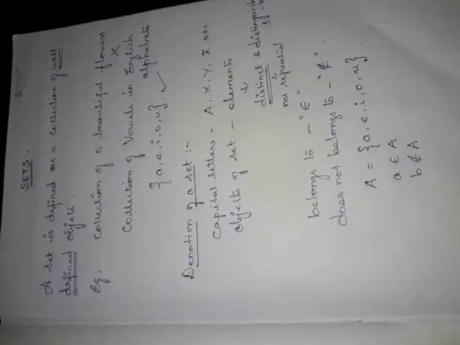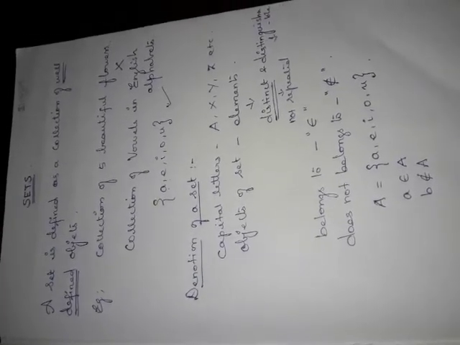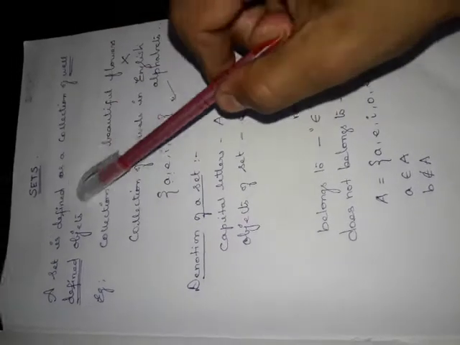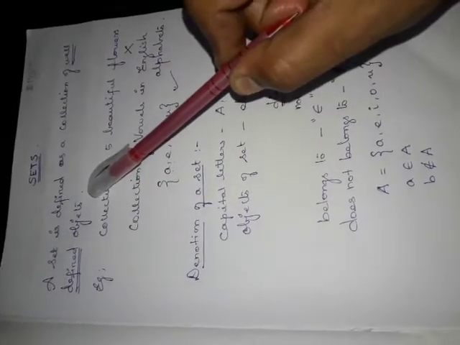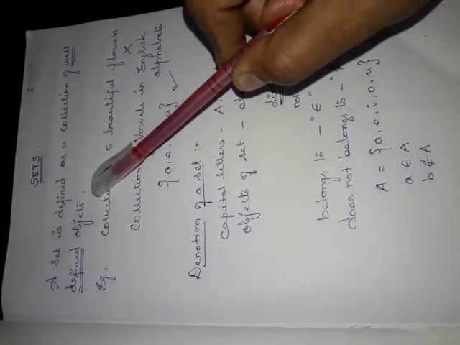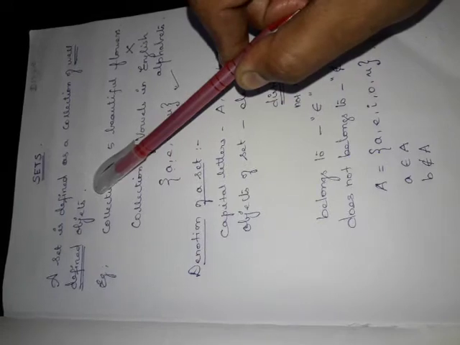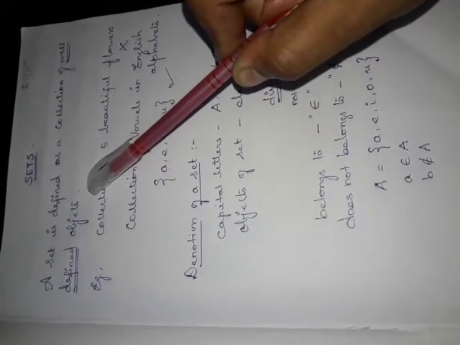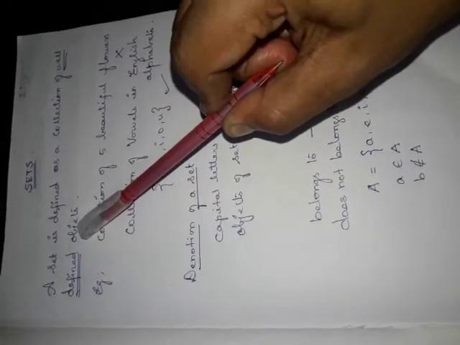Hello students. Before we get into today's class, let us recall what we learnt in the previous class. We are learning about sets. A set is defined as a collection of well-defined objects. Any collection of objects won't become a set. For a collection of objects to become a set, it should be well-defined.